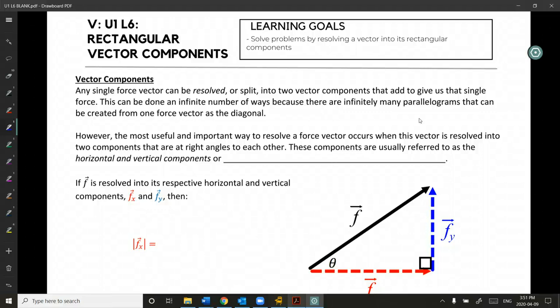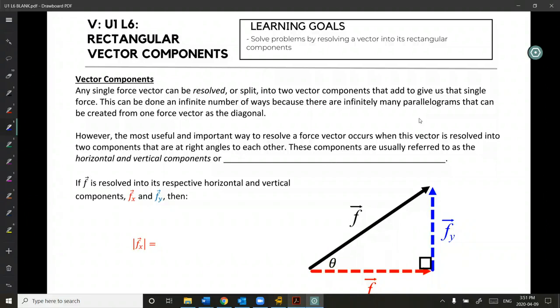Welcome everyone. Today is our last lesson of Unit 1 of vectors, and it has some applications that involve resolving a vector into rectangular components. So when we say the word resolved, any single force vector can be resolved or split into two vector components which add to give us that single vector.